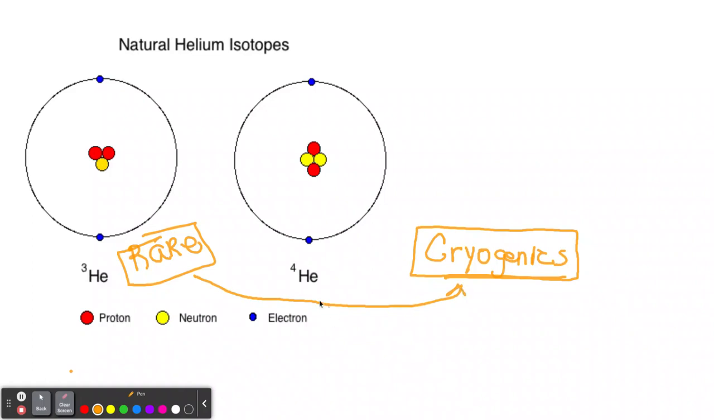And helium-4, this is just the helium that we see on the periodic table, right? Its atomic mass is 4. It has 2 protons, 2 neutrons, and 2 electrons.